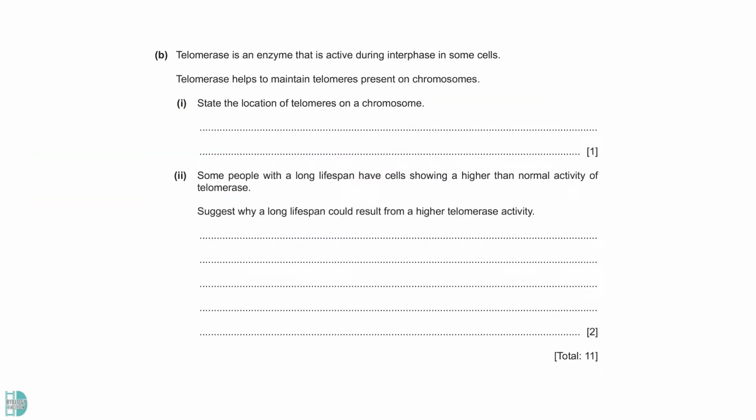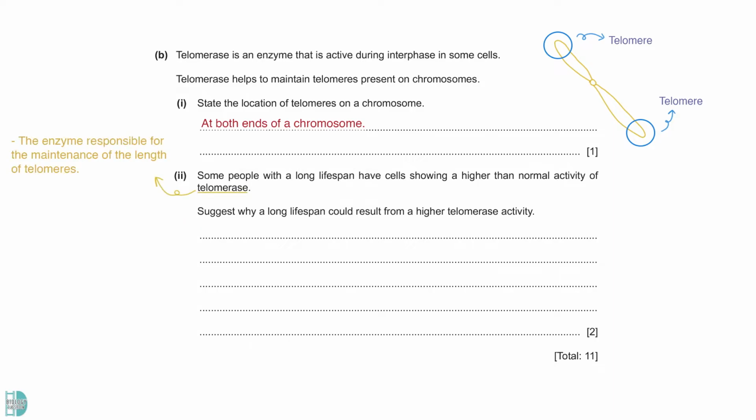B1. State the location of telomeres on a chromosome. Telomeres are found at both ends of a chromosome. 2. Suggest why a long lifespan could result from a higher telomerase activity. To answer this question, you must know the function of telomerase. Telomerase is the enzyme responsible for the maintenance of the length of telomeres.